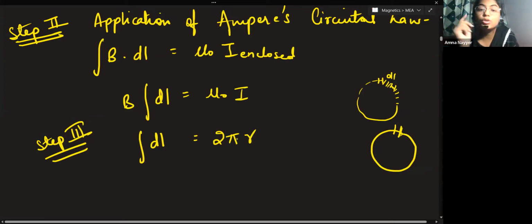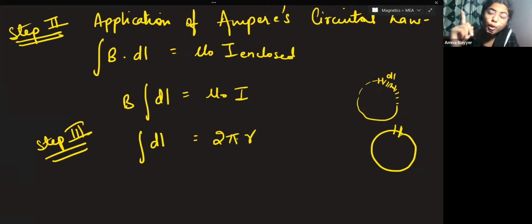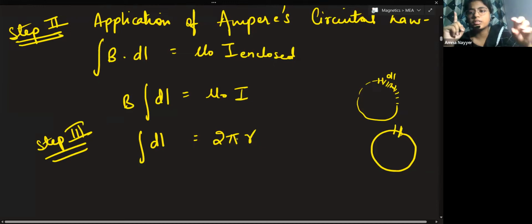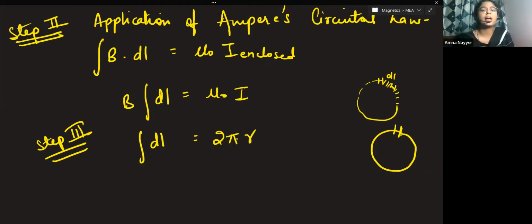And with a circle, you just have to focus on the Amperian loop. The way we did in Gauss's theorem, we only focused on the Gaussian surface. Our target was the radius of the Gaussian surface. Even the electric field was calculated with the help of the Gaussian surface. So here we have 2 pi r.